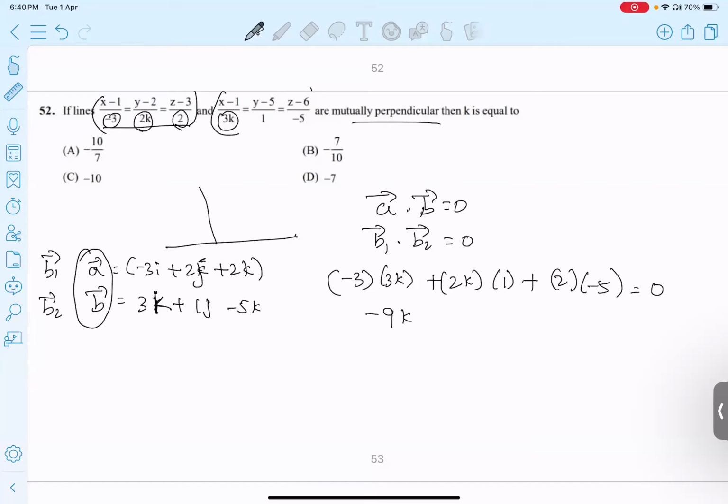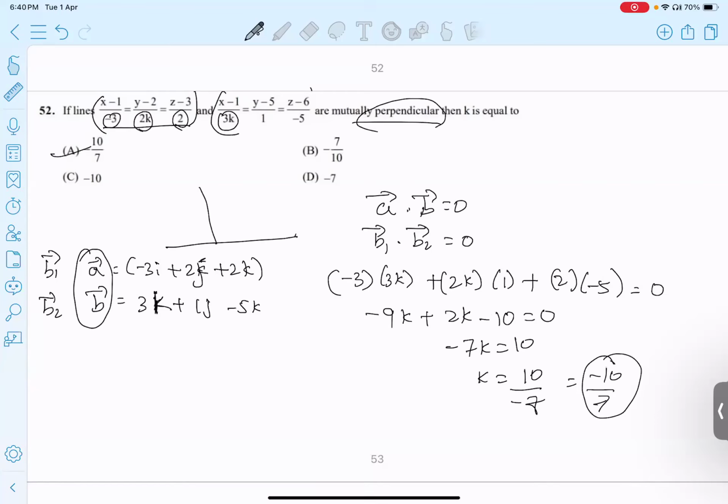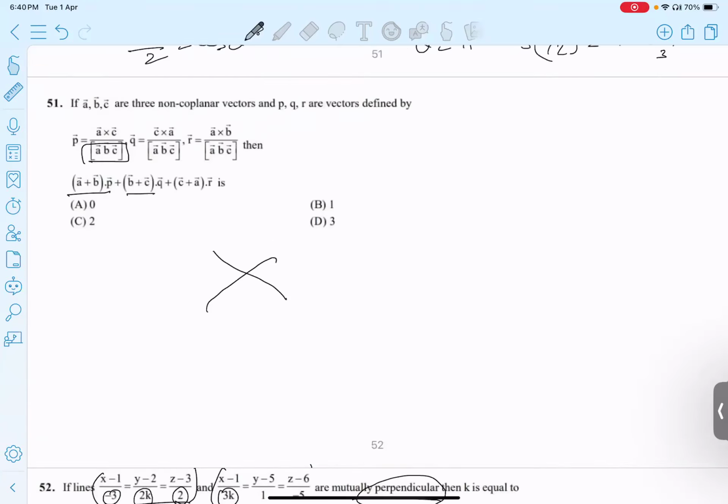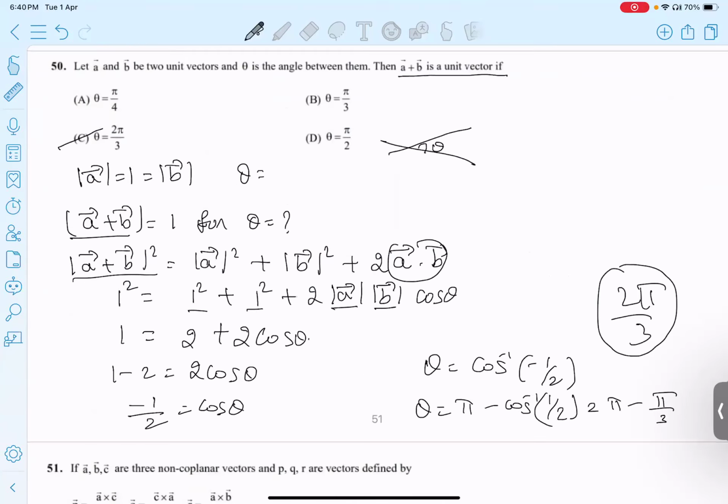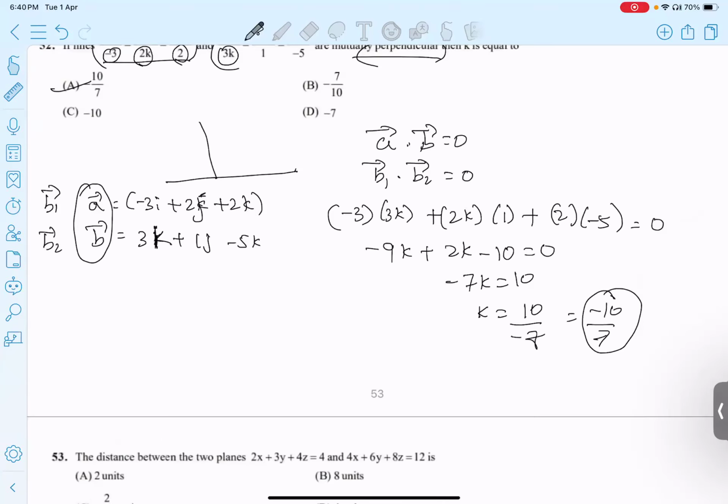So minus 9k plus 2 minus 10 equal to 0. So minus 7k is equal to 10. k will be 10 by minus 7, or minus 10 by 7, is the answer. So you will get a question based on perpendicular lines or this kind of formula-based question, students.